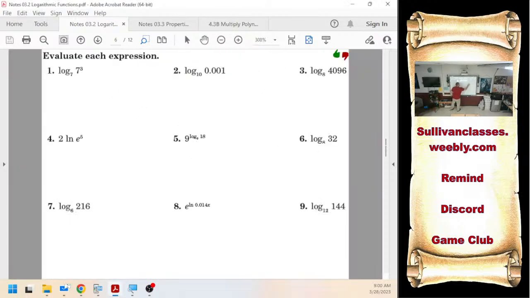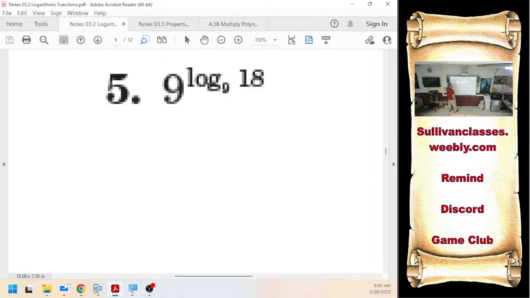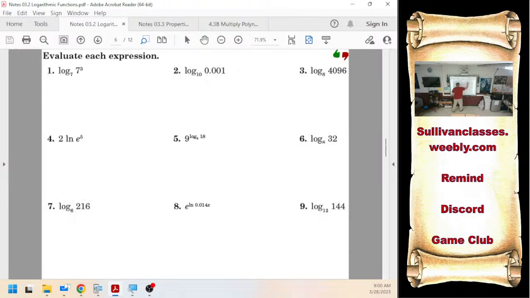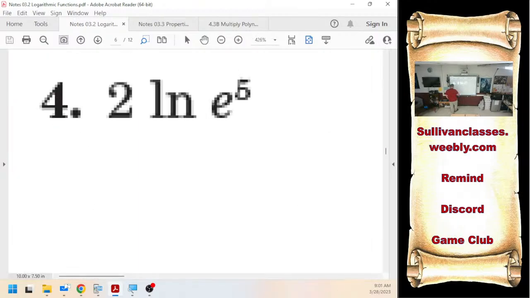Any of the other ones weird? 5. It's a 9. It's just a really, really pixelated, blurry 9. 4. Okay. You take it in stages. E to what power makes e to the 5th? So it becomes 2 times 5. The coefficient in front of it.